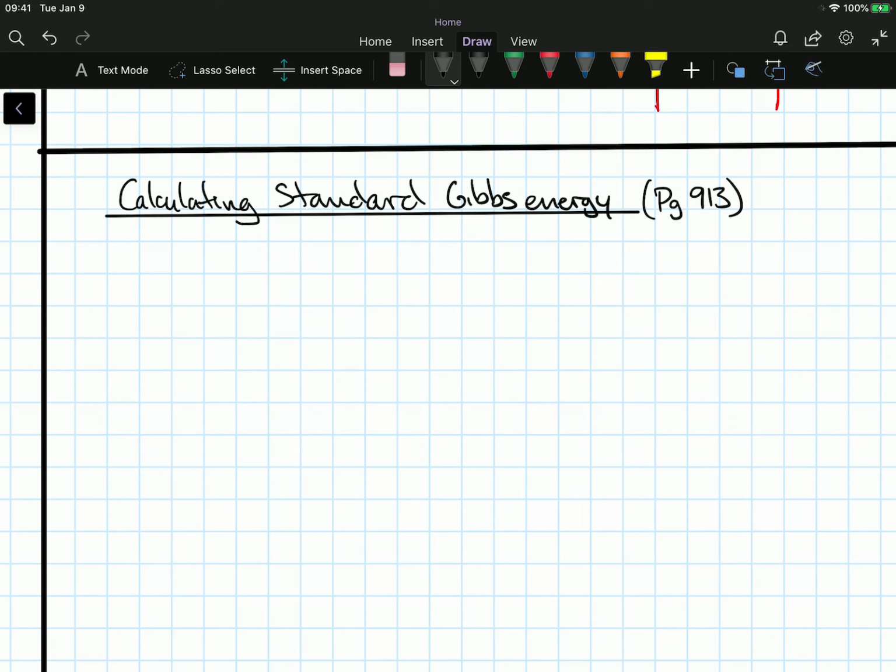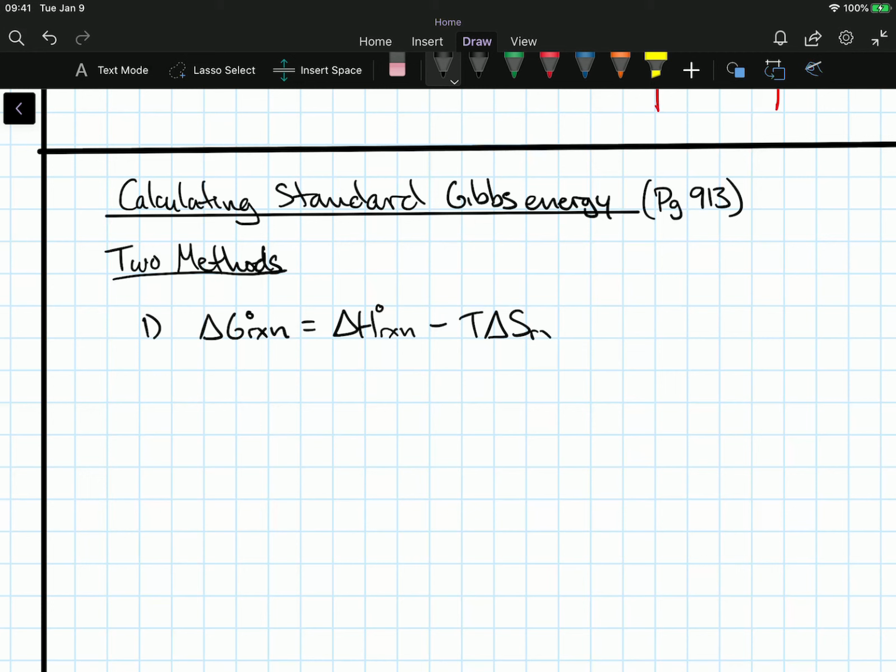Okay, this video is going to be looking at calculating the standard Gibbs energy, or the Gibbs free energy, of a reaction. This starts on page 913 in your textbook. There are two basic methods that we can use to calculate the standard Gibbs energy of reaction. The first method, for calculating delta G naught of reaction, is using our formula for the Gibbs energy, which is delta H naught of reaction minus T delta S for the reaction.